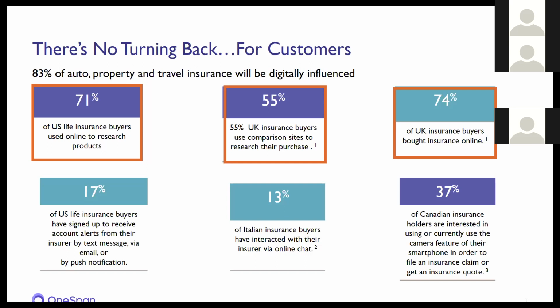So what you're seeing in this slide is that each country has its own regional preferences. But what we're seeing is that these metrics are really an indication that customers are using digital technology, and they're using it at various stages in the life cycle. And so that's really encouraging for insurance.